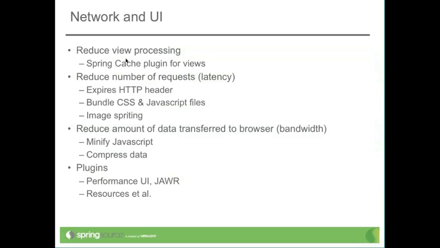Okay, now going on to the network layer and the user interface. One of the first things that it's worth trying to do is reduce the amount of time that's spent processing and creating your views, actually creating the HTML. It's worth bearing in mind at the moment that Grails 2 is seeing significant improvements in the GSP rendering speed. So caching is becoming less of a requirement, but it's still available for complex GSP pages.